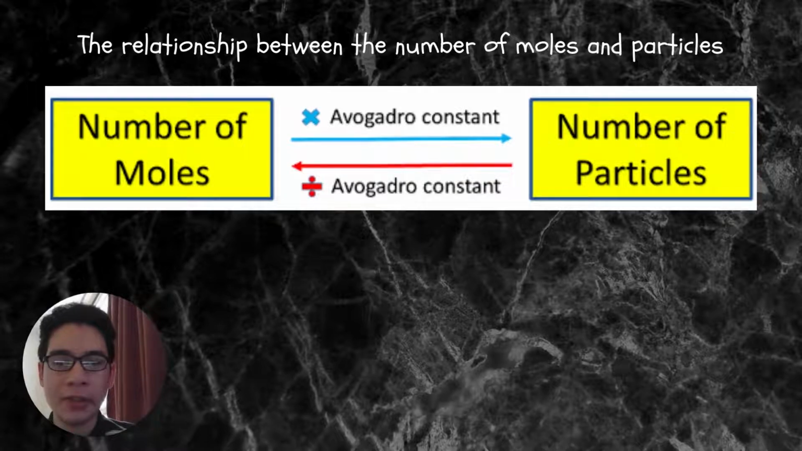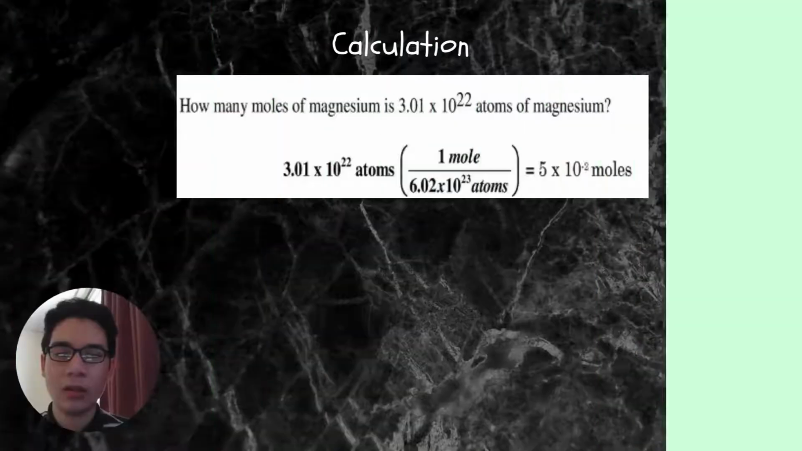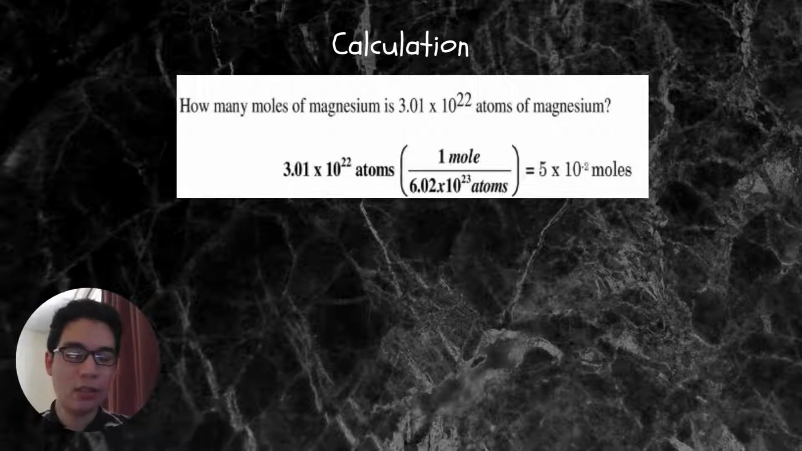So here is the relationship between the number of moles and particles that I have found on the internet. You can pause this video and try to understand it. That is the formula. So now we move to the calculation. Here is a calculation I have found on the internet also.